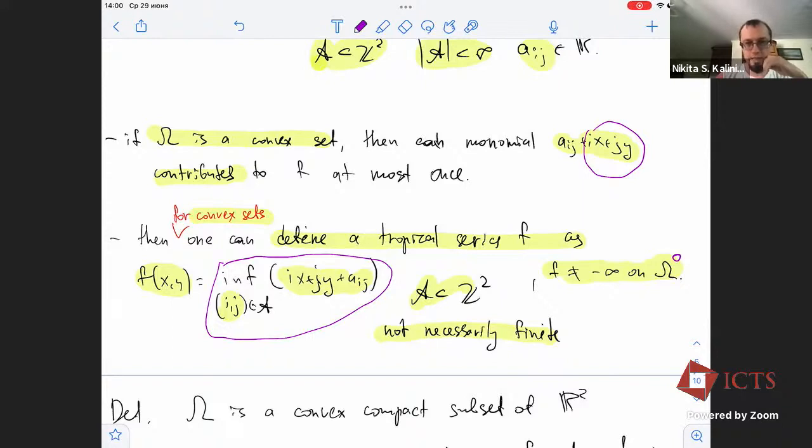So maybe this answers your question. Yeah, it does now. Yeah, thank you. So basically, it looks like a sum of T^{a_ij} x^i y^j, where ij in Z^2, just a sum over all integer points.